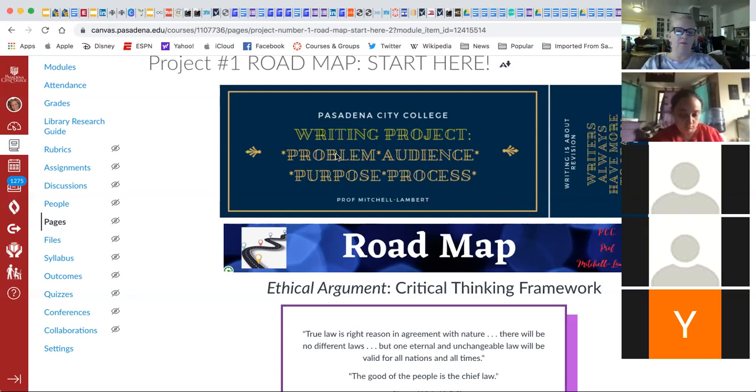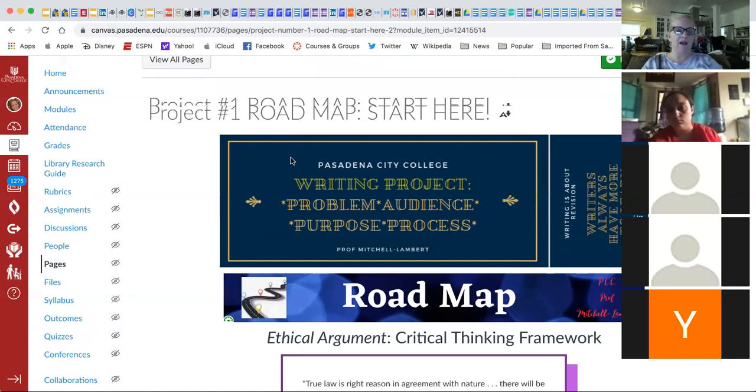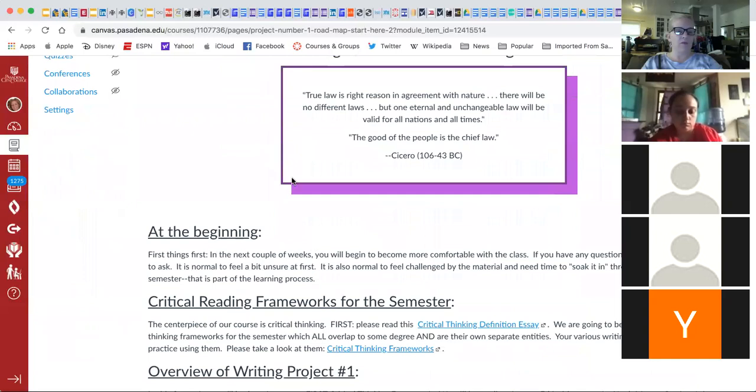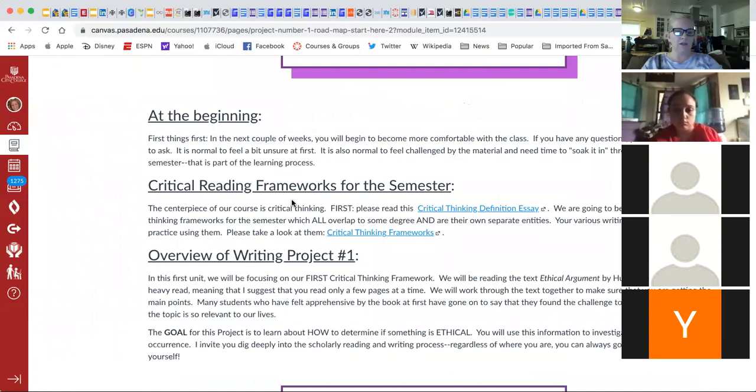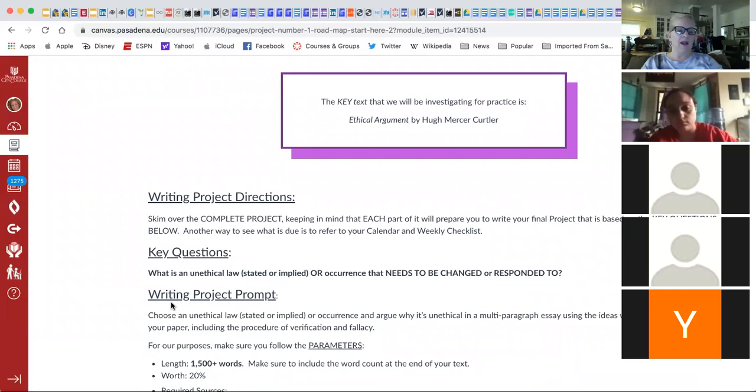So, okay, I am here on the roadmap, and the roadmap is always going to have the writing project prompt, always. So you're going to have the writing project prompt unless it's a timed write at the very beginning of the unit. And we have our writing project here, and I always begin with key questions, and the key questions are just the prompt written in a shorter way that's just a question. And sometimes hearing it asked as a question helps.